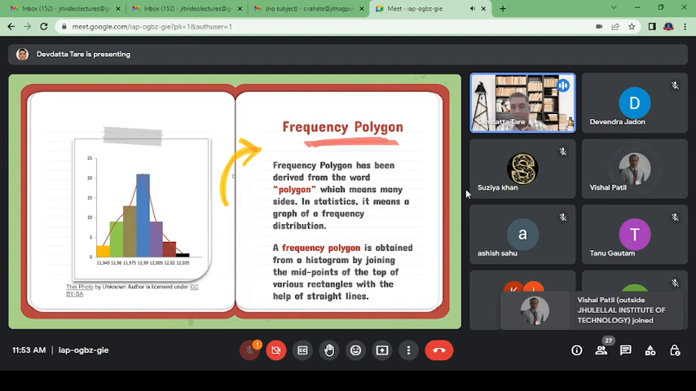At the top of various rectangles with the help of straight lines. This kind of frequency polygon will be beneficial to you if you, as a researcher, want to show the average of the trend. So if you have data of purchasing or of sales or of the profits, and then you have to show the midway, you can highlight it by using a frequency polygon.